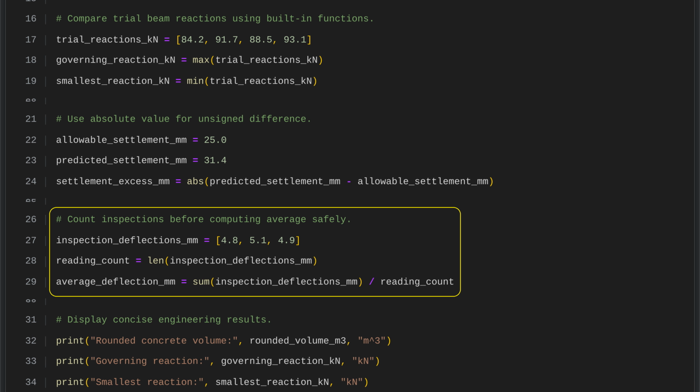A list stores the inspection deflection measurements in millimeters. The total number of readings is found by checking the list length, and the average deflection is calculated by adding the measurements and dividing by that count. This keeps the calculation accurate, even if the number of measurements changes.